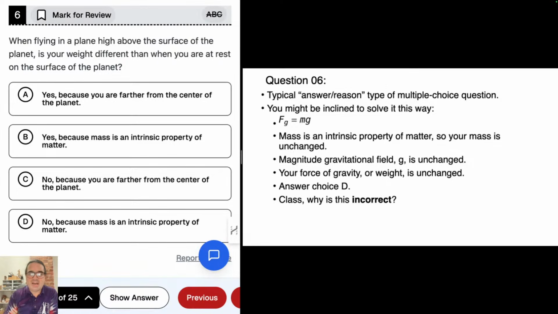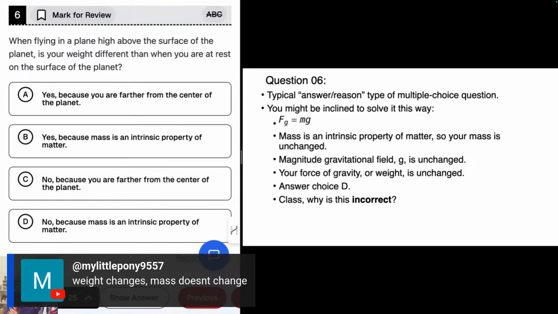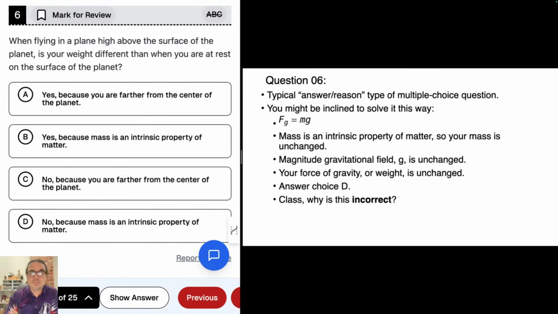Okay, we've got this one. Weight changes, mass doesn't change. But that doesn't answer my question. That doesn't answer what is wrong with this. All right. Okay. I like this one.